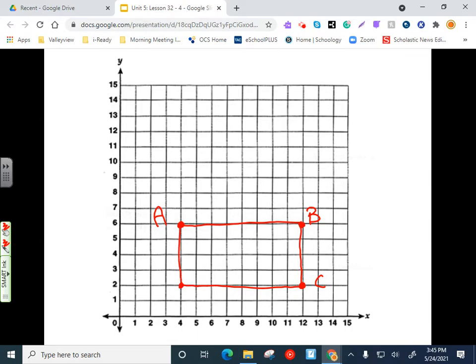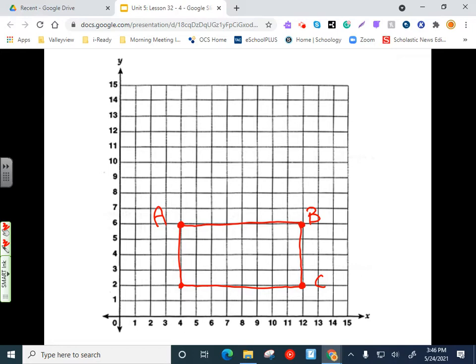Rectangle, remember, is a polygon, which means it has all straight sides. It's a quadrilateral, which means it has 4 of them. Their opposite sides are parallel, and it has 4 right angles. So we need to figure out the perimeter of this rectangle. Perimeter is just the measurement of the outside of a shape.